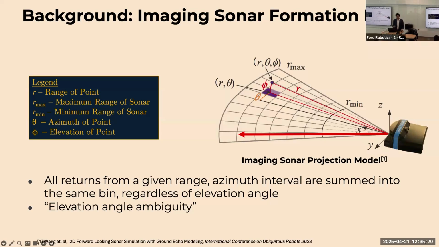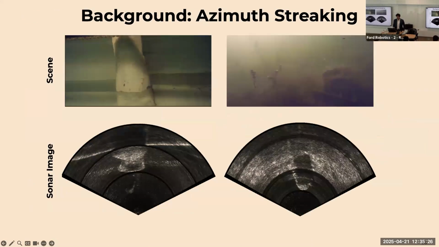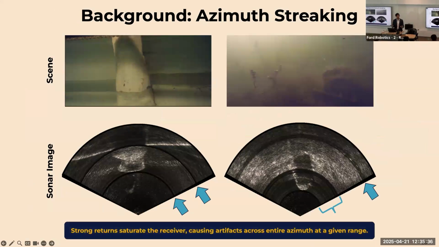This makes imaging sonar particularly difficult to use for 3D reconstruction because 3D information is collapsed into a 2D image. Another important phenomenon I want to highlight is azimuth streaking. So you can see these black lines on the image, and this is a form of receiver saturation, where if there are strong returns at a specific angle, it actually saturates the image and clears out the data at a specific range. So this makes 3D reconstruction difficult by actually lowering the intensities of the return and can also make interpretation difficult for humans.